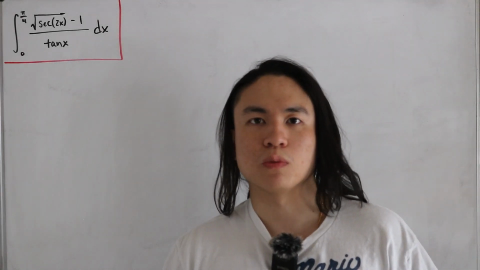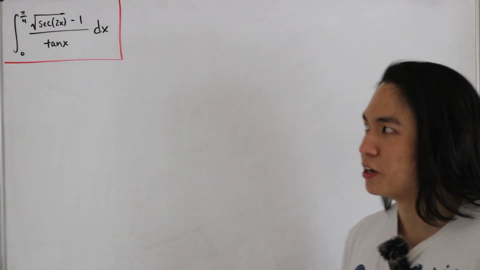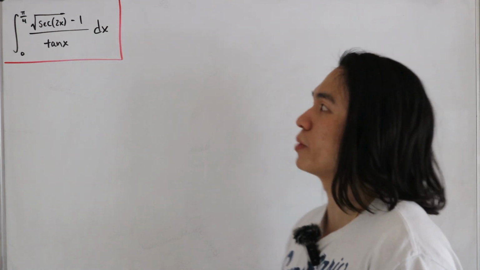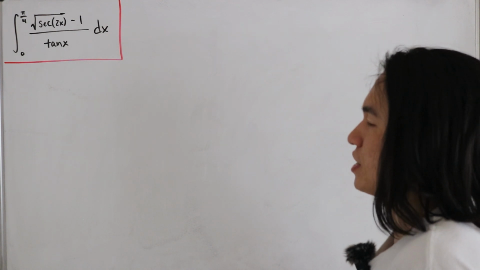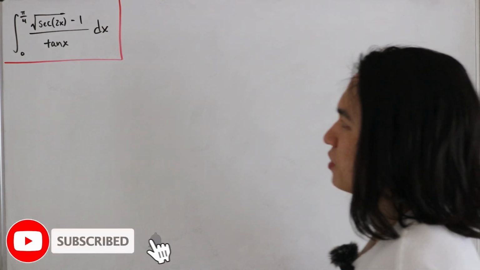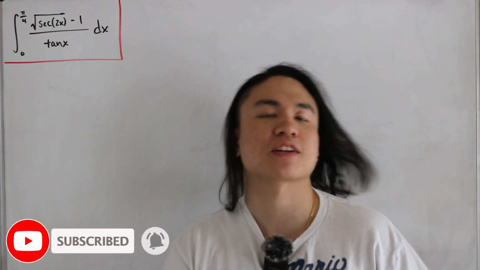Okay, so welcome back to another video. Here's a trigonometric integral. So what we have is from 0 to pi over 4 of the square root of secant of 2x subtract 1 divided by tangent x dx.